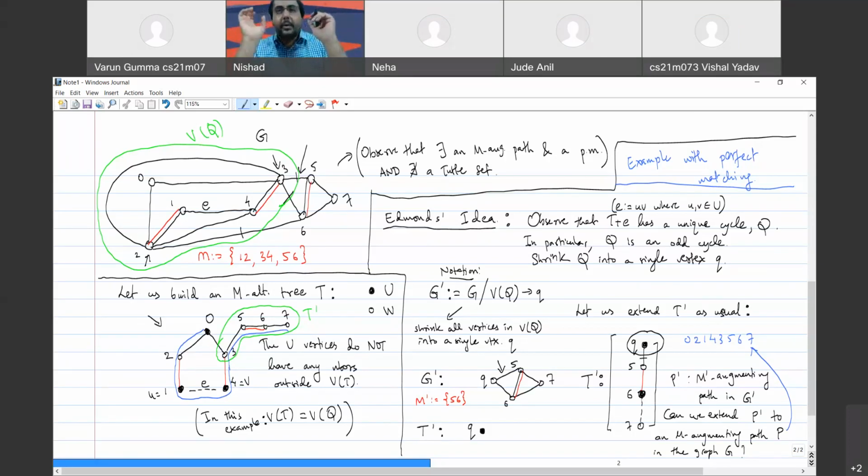But when you can't find one, what will happen is you get an alternating tree where all the vertices in the set U, the black colored vertices, form a stable set. At that point, you will be able to find a touch set in the original graph. I want to show you an example where this actually happens. Let's see how much more time we have. Let's try to see if we can complete this example.